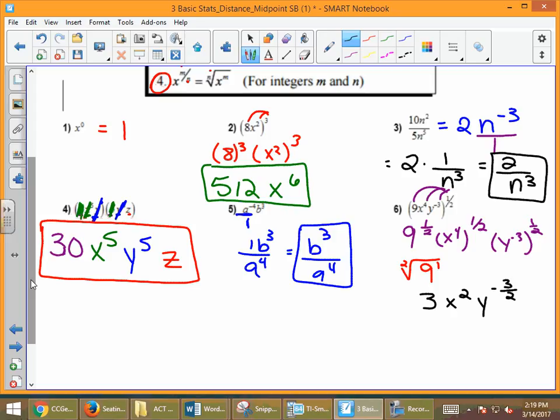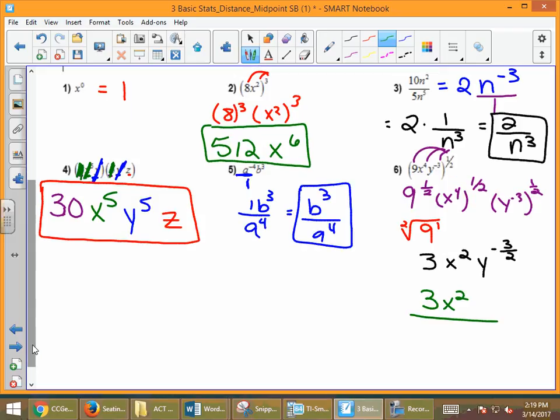Well, again, what do we have? A negative exponent. So using that shortcut, the 3 doesn't have a negative exponent, so it's staying on the top. The x squared doesn't have a negative exponent, so it's staying on the top. But the y to the negative 3 has a negative exponent, so it's going to go on the bottom. And what happens to the exponent?